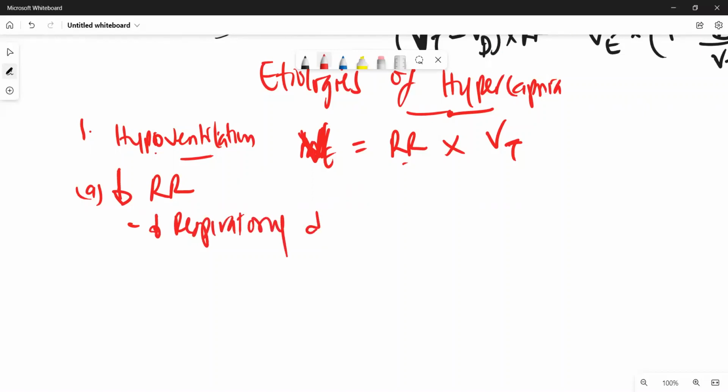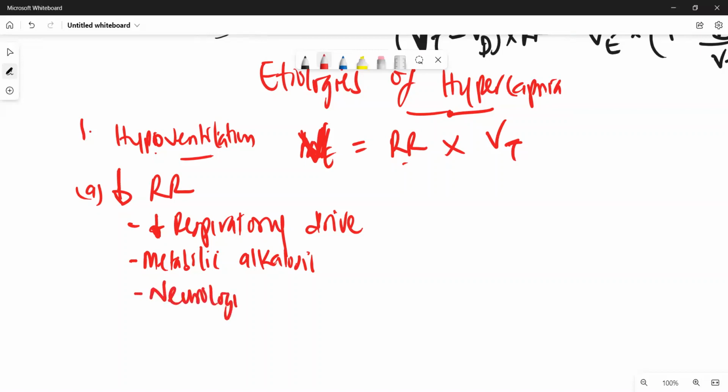Respiratory drive, right? Like patients who are on opioids, who are on sedation, opioid overdose, those can suppress the respiratory drive, right? Or CNS injury. It could also be metabolic alkalosis, because with metabolic alkalosis, the compensation for it is respiratory acidosis. What that means is that the patient needs to retain CO2, and for them to retain CO2, the body will suppress the respiratory rate. So that will also lead to hypoventilation.